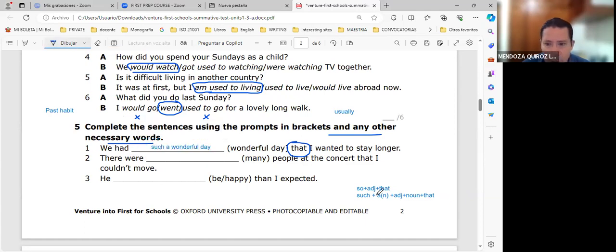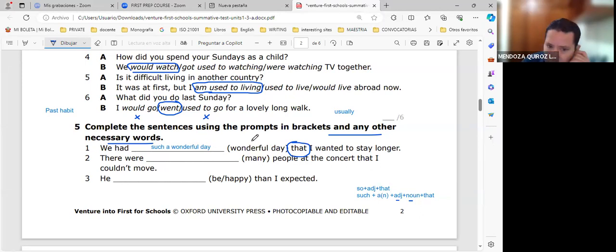All you have to do is look at the formula here, because you have wonderful, which is an adjective, and day, which is a noun. So can you use so? No, you use such. But don't forget the article. If this is singular, you have to use a or an. If you use plural, then you can omit the article. For example, if this sentence were in plural, it would be: we had such wonderful days.